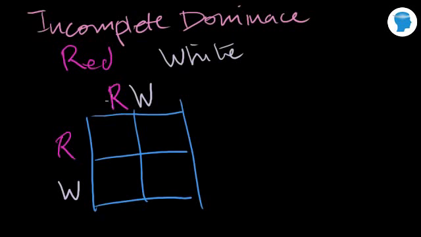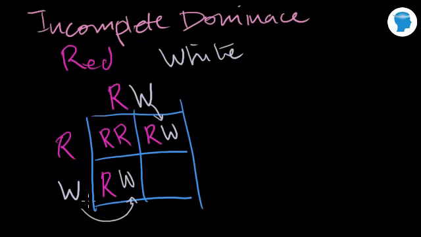So the child could inherit both of these red alleles, or could inherit this white allele and then this red allele. So this red one and then this white one. Right, that's that right there. And that red one is that right there. Or could inherit this red one from, let's say this is the mom plant, and then the white allele from the dad plant. So that's that one right there. Or you could inherit both white alleles.